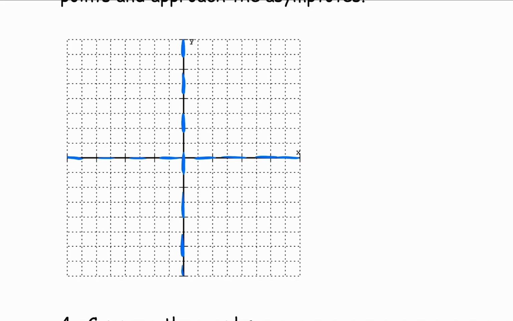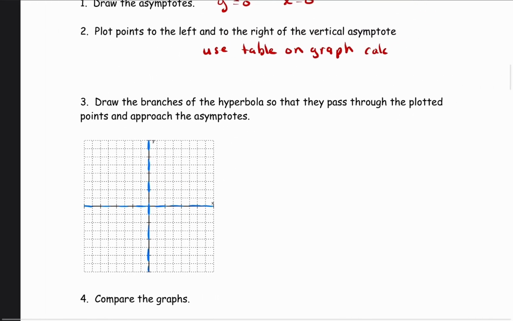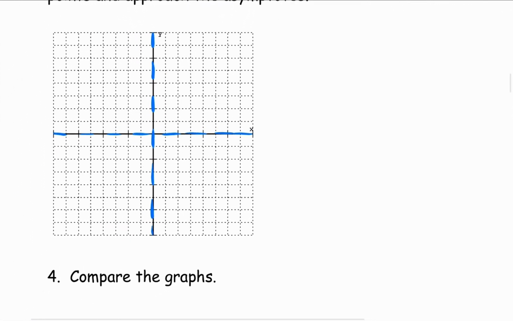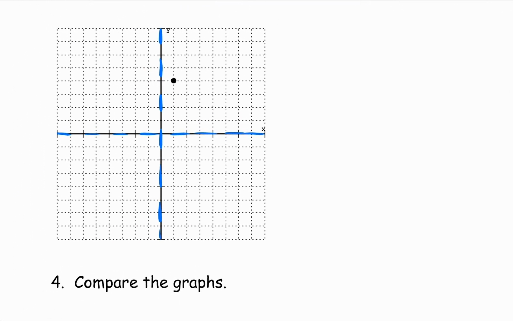And then as we start plotting points here, when x is 1, y is 4, so we know that's going to be a point. And when x is 2, y would be 2. And so we can see, as we were to plot points in here, we would get a nice graph here. And so we can go ahead and sketch our graph through those points.